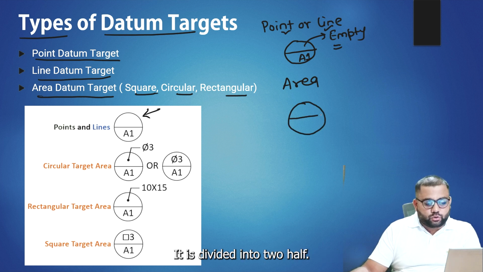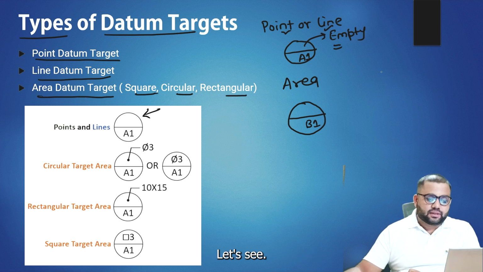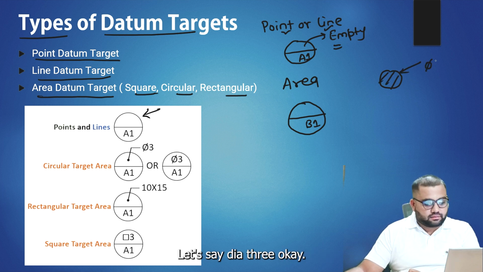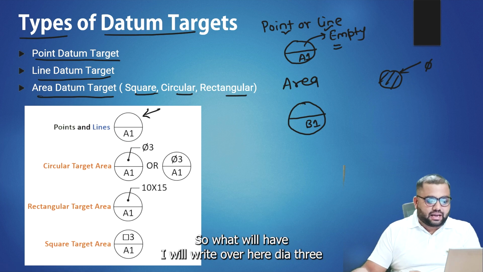It is divided into two halves. The circle is divided into two halves. First of all, we will write, let's say, B1 for the area. In the upper part, let's say the area is circular. So a circular area has some diameter, let's say dia 3. So I will write over here dia 3.